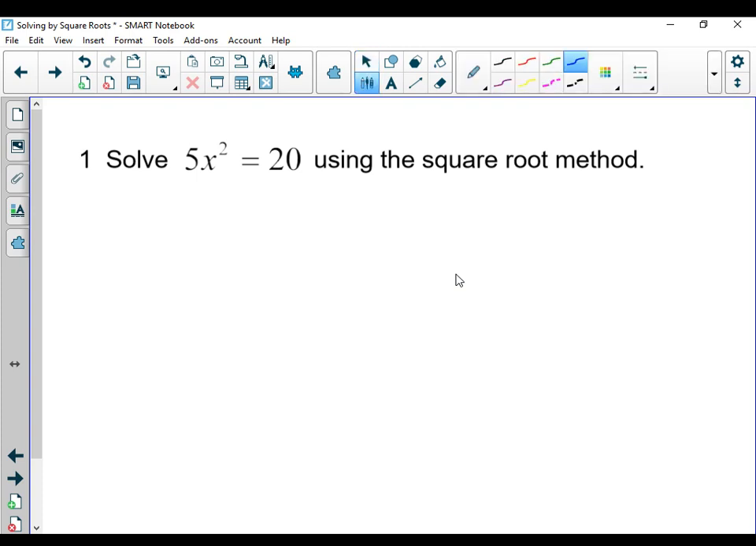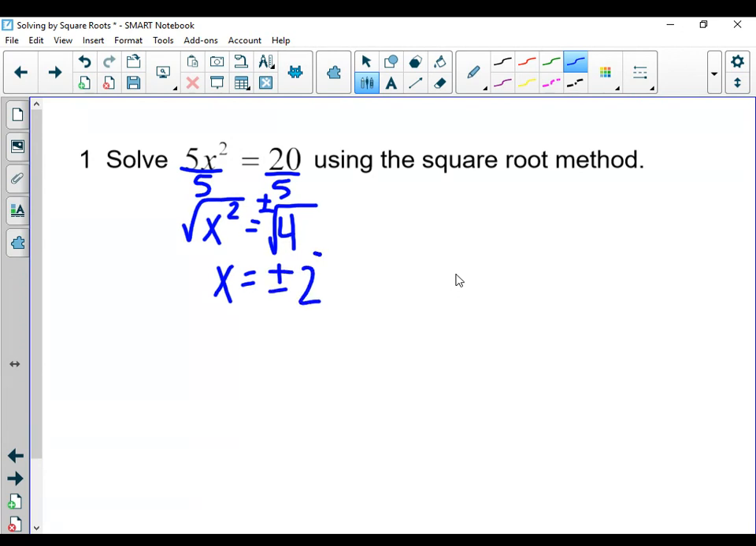All right, someone walk me through this problem. Anybody? All right, Peyton, go ahead. Divide by 5. Then you get 4. Then you square root it, plus or minus. And that's 2, because the square root of 4 is 2, plus or minus 2, right? Cool, thank you.